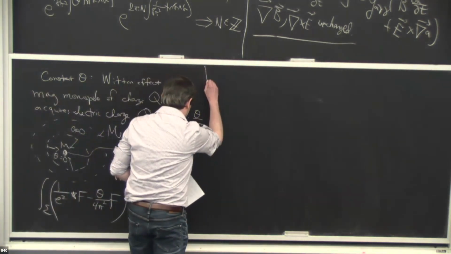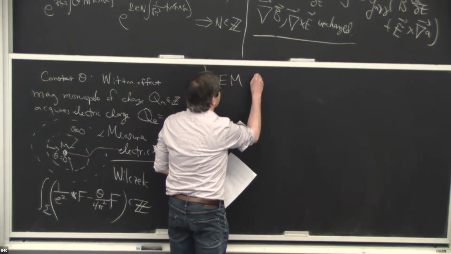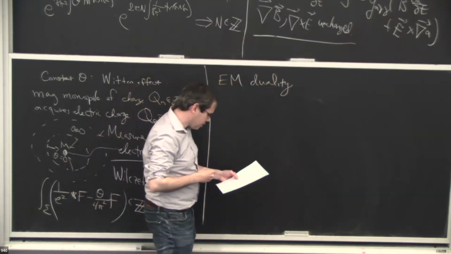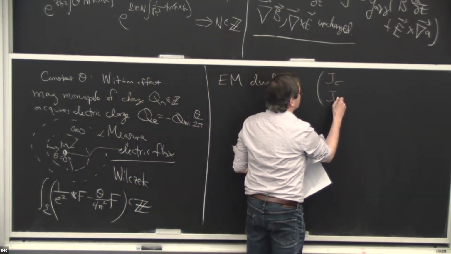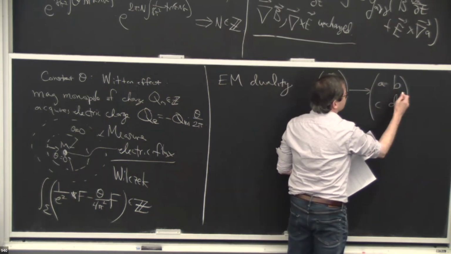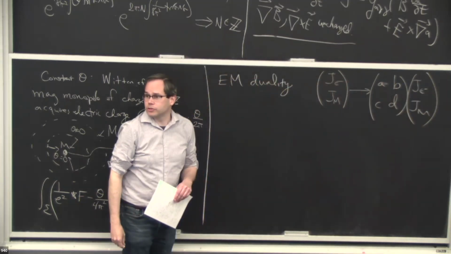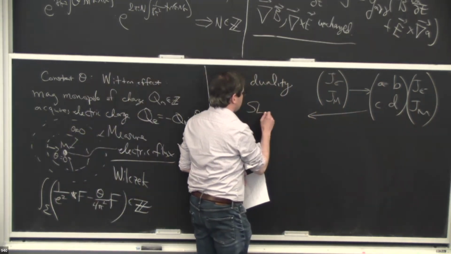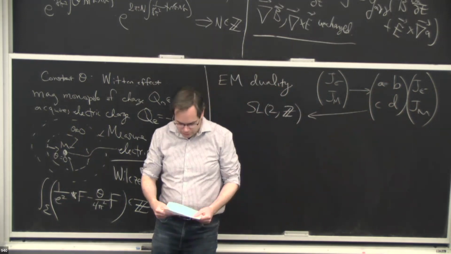Another related thing. I've been talking about electric magnetic duality. Let me remind you of some things about what electric magnetic duality does. I have electric and magnetic currents, and electric magnetic duality for free Maxwell theory, just a free photon, is some group of 2 by 2 matrices that acts on these currents like this. And this is an element of SL2Z. So these entries are integers, and the determinant is 1.